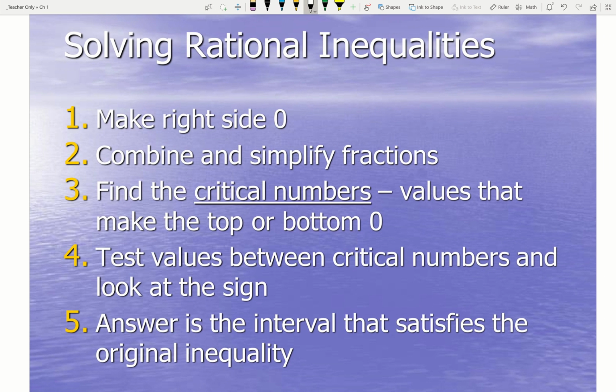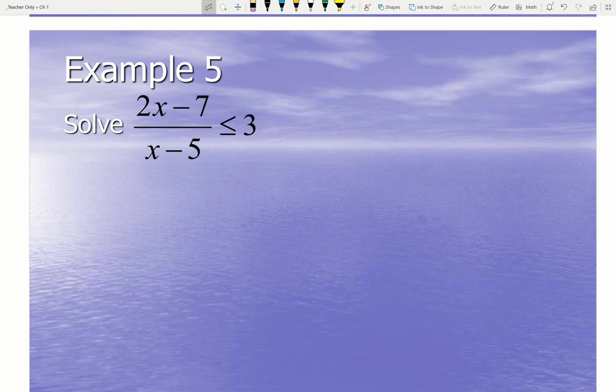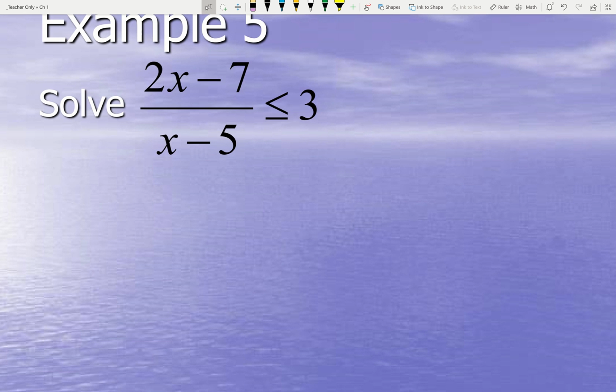The only thing that you need to worry about is how you find your critical numbers. You're going to find those by setting the top and the bottom of your rational expression equal to 0 and solving. Okay? So contrast that with the polynomial way of doing things, which is where we just set the whole polynomial equal to 0 and solved. Okay, so here in example 5, we have this rational expression is less than or equal to 3.